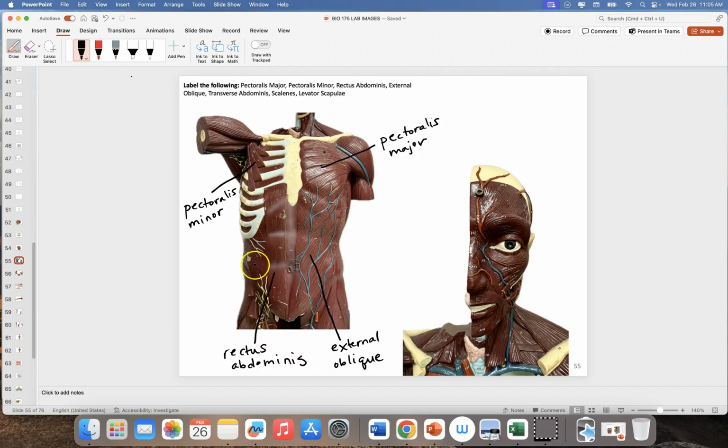And then over here, a deeper abdominal muscle, these fascicles are horizontal, and therefore we use the term transverse. This then would be the transverse abdominis, and that also is going to compress the abdomen.